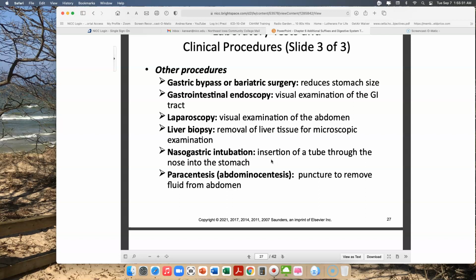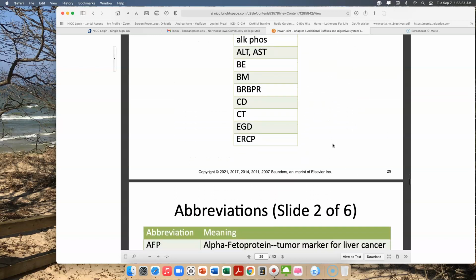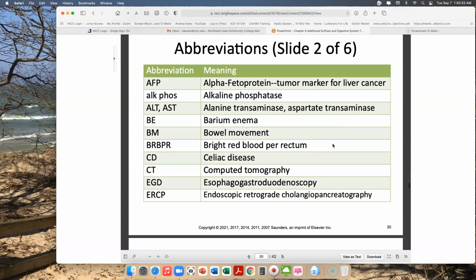Paracentesis or abdominocentesis, that's where you're puncturing and you're removing fluid from the abdomen. Someone might have ascites due to cancer. You're removing that fluid from the abdomen. All right, which procedure is a surgical puncture to remove fluid from the abdomen? Ooh, we just talked about that. Hopefully you've got it. On to abbreviations.